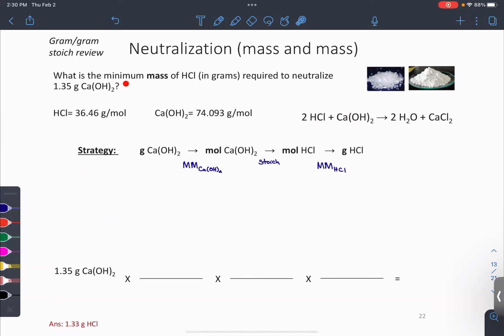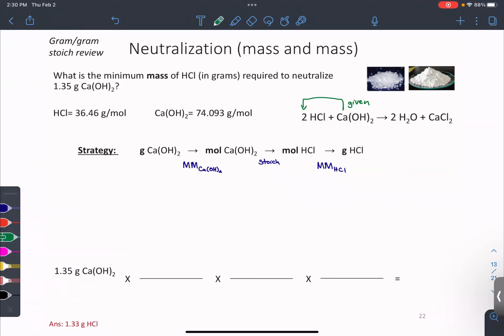So this question is asking, what is the minimum mass of HCl in grams required to neutralize this many grams of calcium hydroxide? So it seems like they're giving us an amount of calcium hydroxide and they want us to tell them, okay, how much HCl do I need, right? So this question is actually exactly like the first part of the chapter where I give you a gram amount. I want you to do stoichiometry and you give me another gram amount. So let's just practice again how we do that.